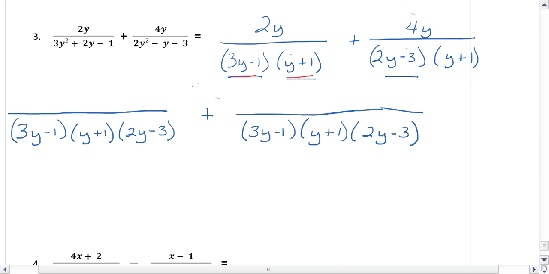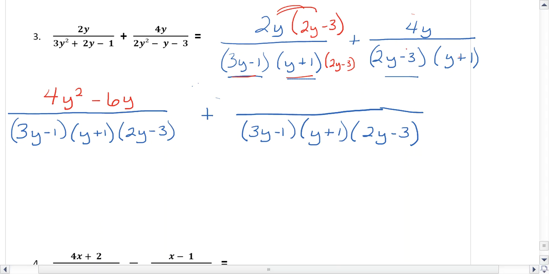So the piece that we need to get to the common denominator here is the 2y minus 3. So I needed to multiply the bottom by 2y minus 3 and the top by 2y minus 3. Go ahead and distribute this. So for the new numerators, for this one, I have 4y squared minus 6y.